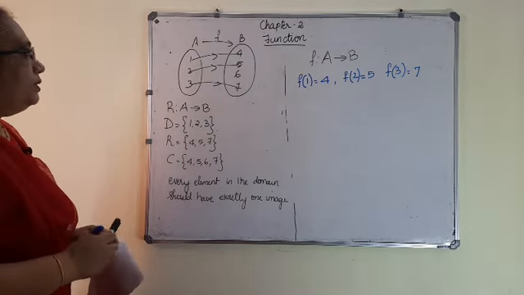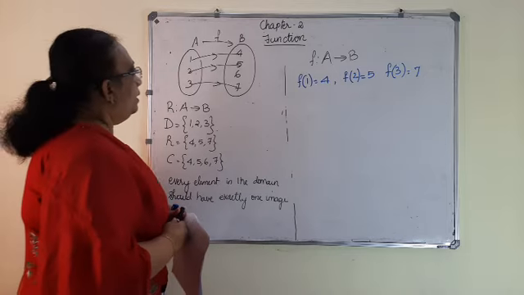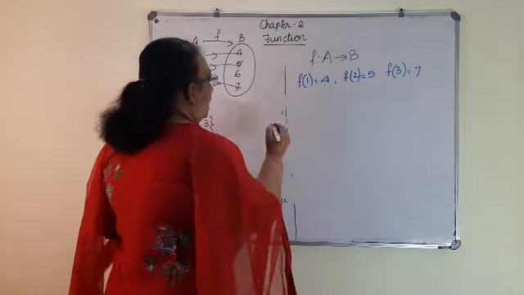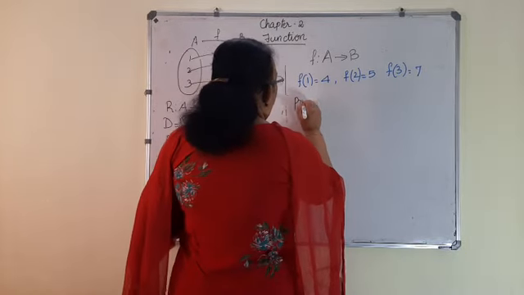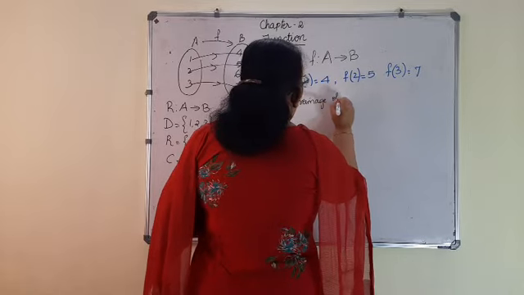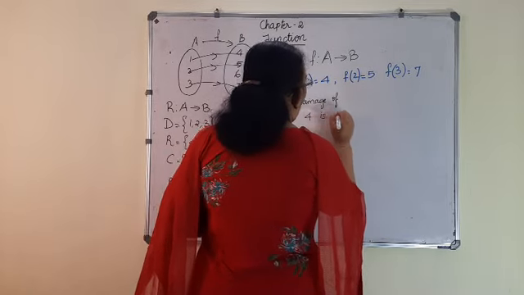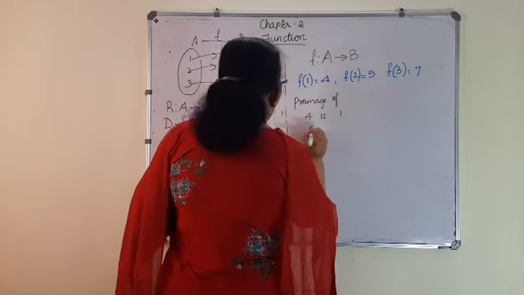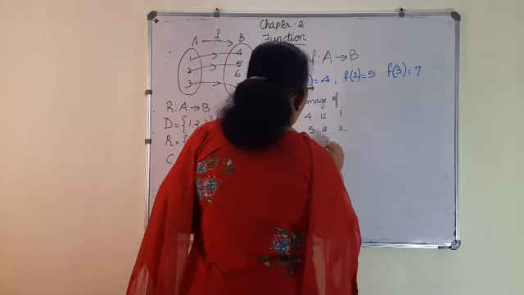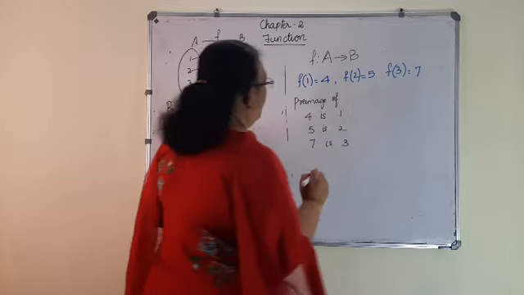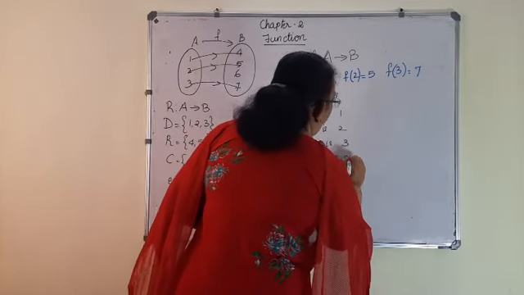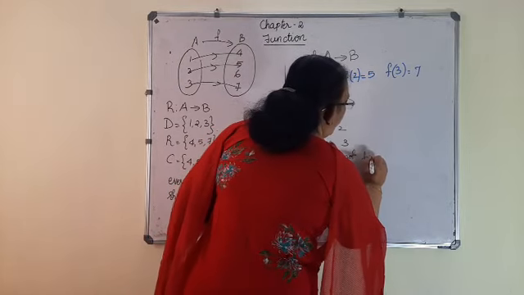Now, in this case we can say that the pre-image of 4 is 1, the pre-image of 5 is 2, the pre-image of 7 is 3, but 6 does not have a pre-image.